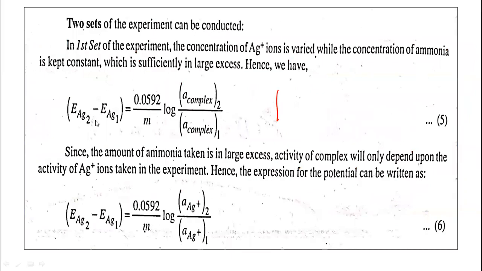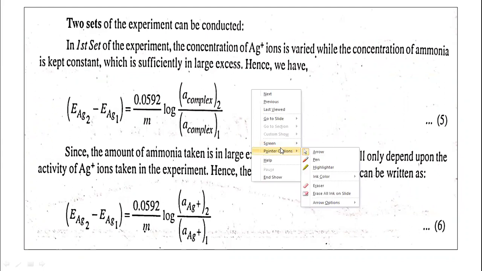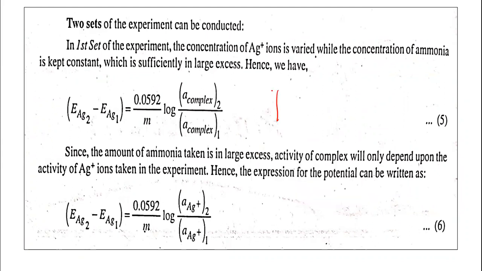So you can see here, the electrode potential of the silver electrode on the right hand side minus that of the left hand side is equal to 0.0592 divided by m times log of the activity of complex 2 divided by the activity of complex 1. But in this case, the amount of ammonia taken is in large excess and it is the same in both compartments. So the activity of the complex depends only on the activity of the silver ion.